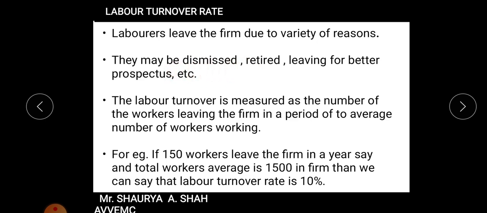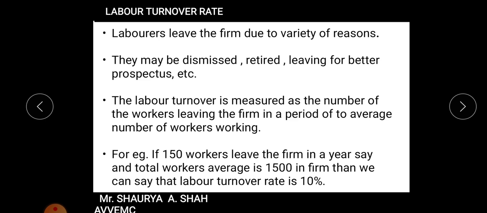Those reasons are that they may be dismissed, they may be removed from work, or they may retire after attaining the age of superannuation. Again, they may leave for better prospects, which is the most common reason, right? One person getting better prospects can leave the firm and join another firm, and so on and so forth. There are n number of reasons. Due to that, labor turnover takes place in the business.